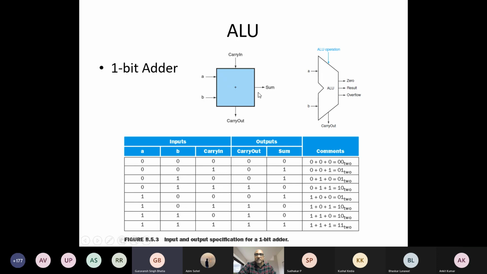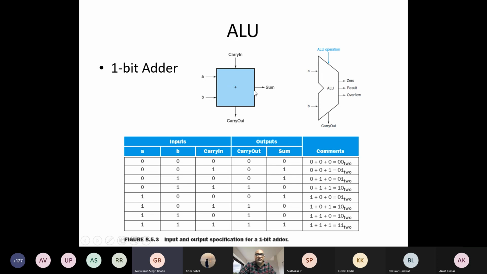You may get the sum, and you may get the carry out. Either the carry may be generated or it may not be generated, depending upon the inputs A and B. Suppose A and B are both 0, then the carry will not be there. If either of them is 0, then also the carry will not be there. If both are 1, then you will get a carry out, right?